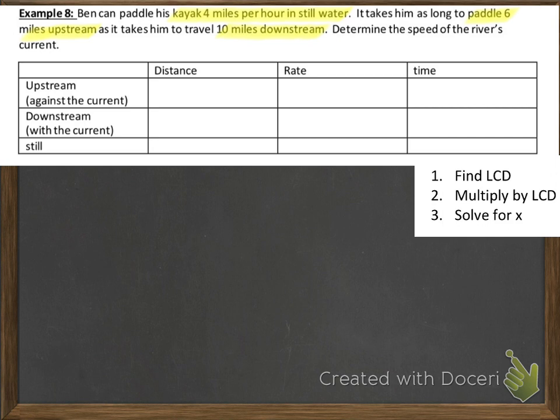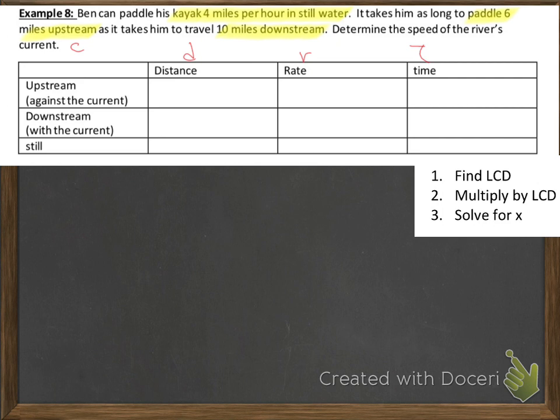Okay, so in this problem, we're trying to find the speed of the river's current. I'm going to call that c. As you can see, I've already highlighted the important information, and I have also labeled the unknown variable. Now I have started to organize my information with this table. Notice it's distance equals rate times time. So I have 3 columns, one for distance, one for rate, and one for time. Then I have 3 rows: upstream, downstream, and still.